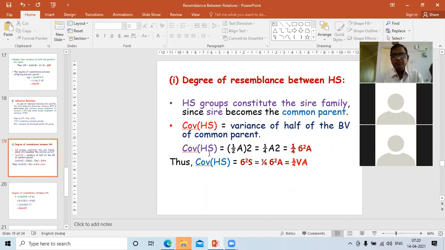Just remember in this covariance of half sibs, which is equal to 1/4 sigma square A, and covariance of half sibs or sigma square is equal to sigma square S, that is sigma square the sire, and is equal to 1/4 VA. You just remember this portion. If I say what is the covariance of half sibs, your answer will be 1/4 of the total additive variance. Okay.